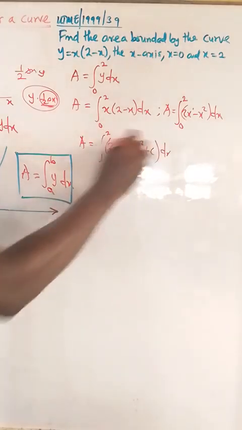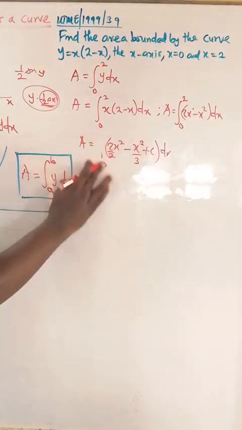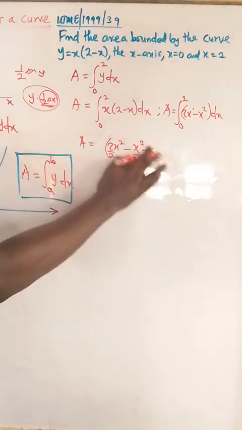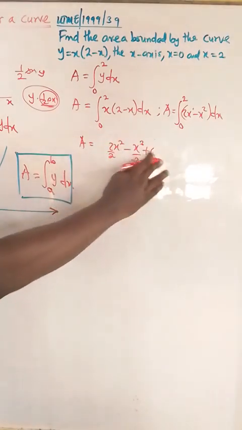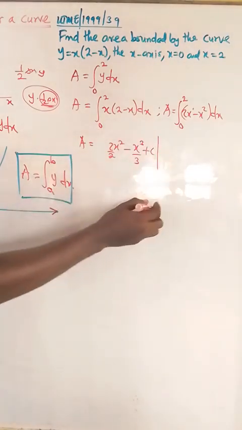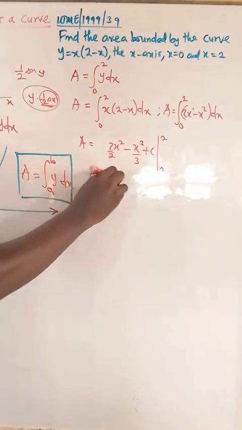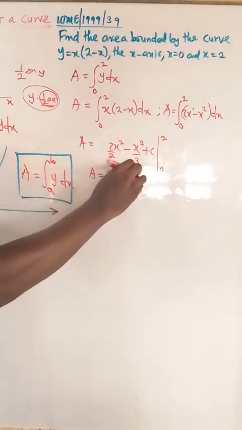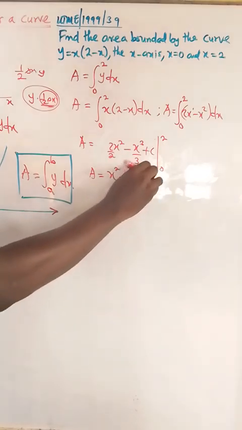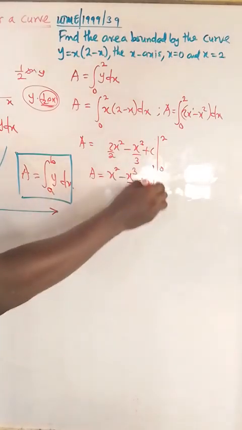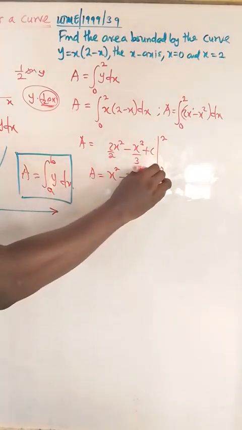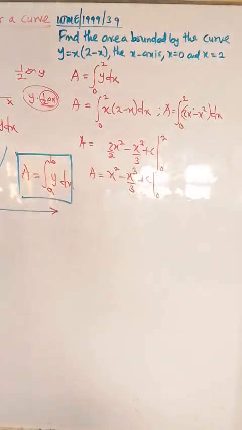Sorry, you've already integrated, so the dx will not be there again. Plus c. But you can just put the limits from 0 to 2. So the area becomes x squared minus x cubed over 3 plus c from 0 to 2. We are done with integration. The question is, how do we use this? Let's try to sketch the curve, for example, so we can understand it better.